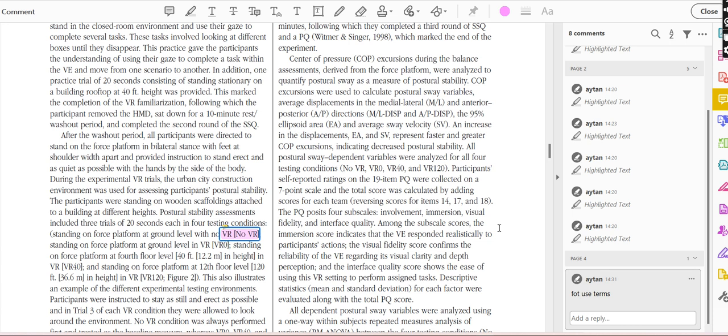Among the subscale scores, the immersion score indicates that the VE responded realistically to participants' actions, the visual fidelity score confirms the reliability of the VE regarding its visual clarity and depth perception, and the interface quality score shows the ease of using this VR setting to perform assigned tasks. Descriptive statistics for each factor were evaluated along with the total PQ score.